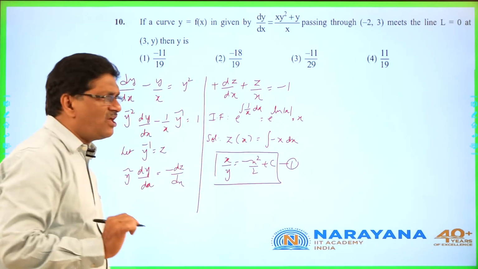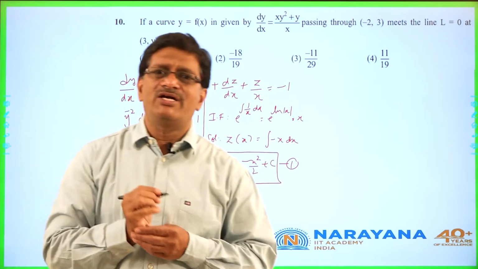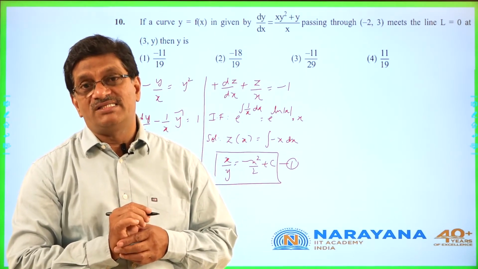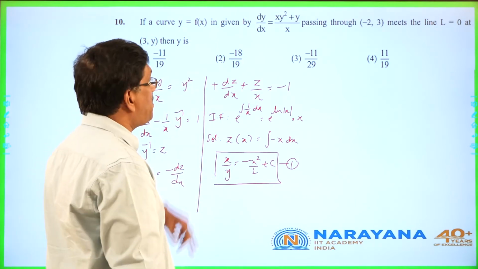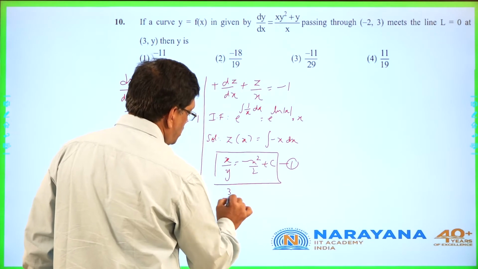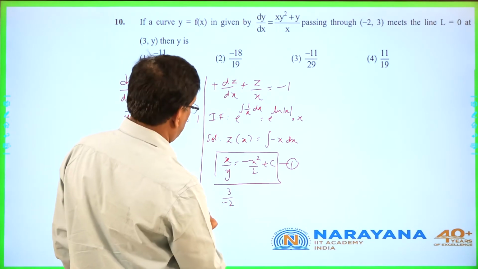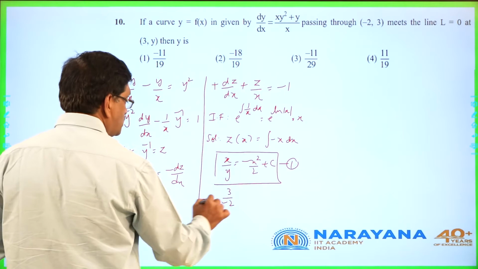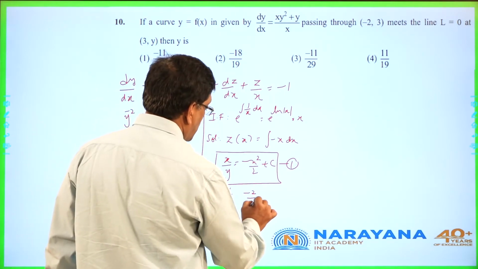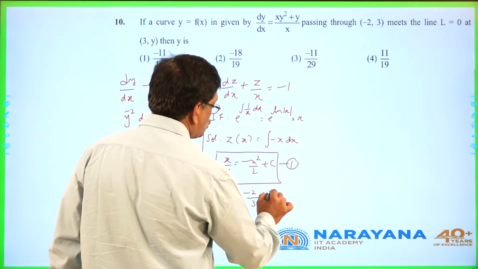Repeatedly we are saying in every class, don't forget to add a constant as and when indefinite integrals are there. Now it is passing through the point minus 2 comma 3. It is, right, x is minus 2 by 3 equal to minus 2 square.